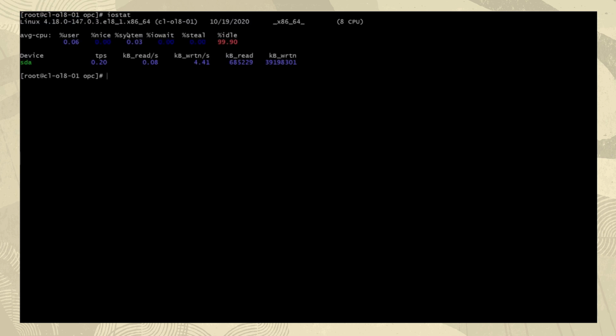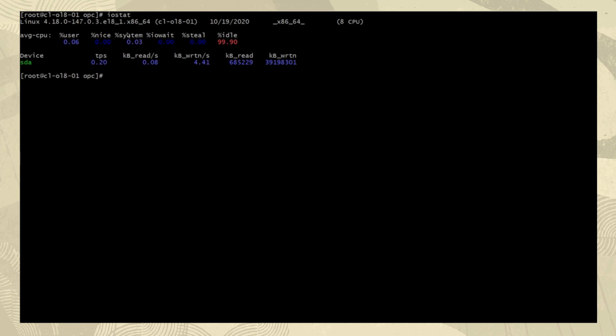First, as root, run the iostat command. As you can see, the first line displays the Linux kernel version, host name, current date, architecture, and number of CPUs on your system. The next two lines display CPU statistics. For multiprocessor systems, the CPU values are global averages among all processors.